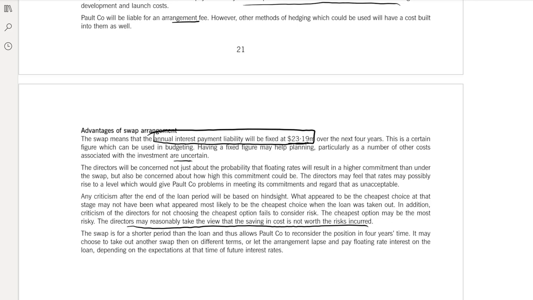Swap is for a shorter period than the loan and thus allows Pault company to reconsider the position in 4 years' time. It may choose to take out another swap then on different terms, or let the arrangement lapse and pay floating rate interest on the loan depending on the expectation at the time of future interest rates. So if interest rates are on a declining trend, do not do a swap after 4 years. And if interest rates are on an inclining trend, then we must do another swap contract for the remaining period. So that's all for Pault company.